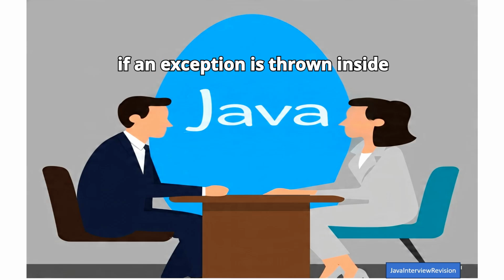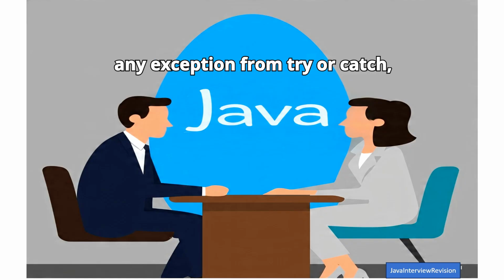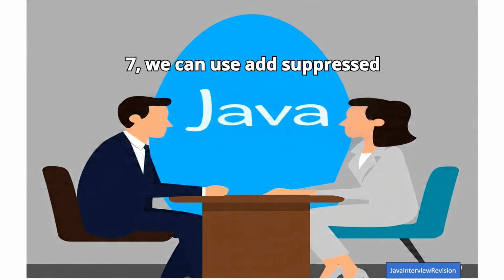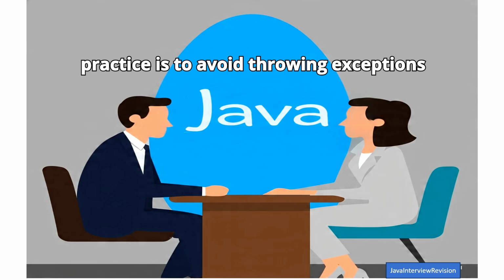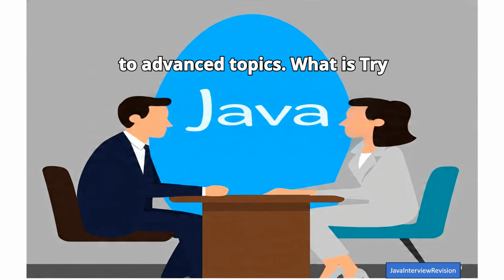What happens if an exception is thrown inside the finally block? It can override any exception from try or catch, leading to exception masking. Since Java 7, we can use addSuppressed to preserve both exceptions, but best practice is to avoid throwing exceptions from finally. Let's move to advanced topics.